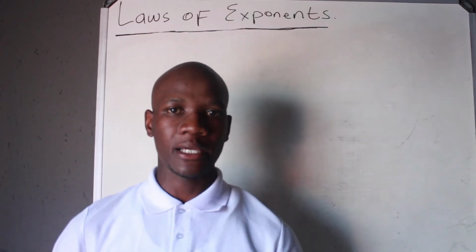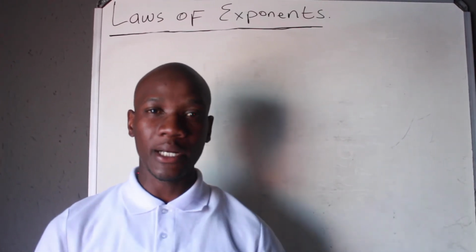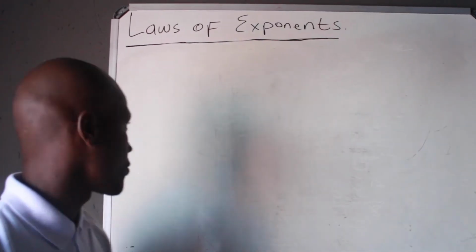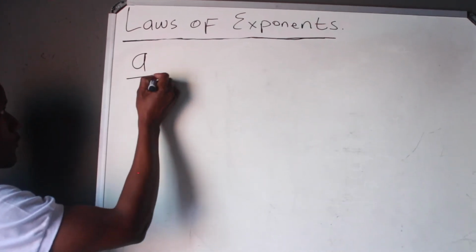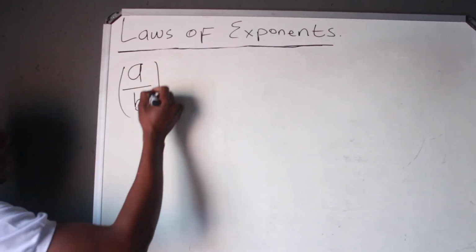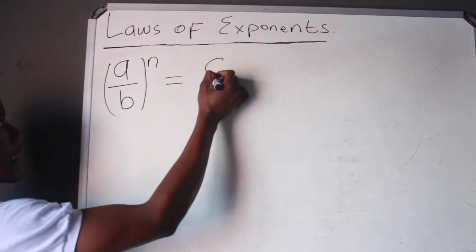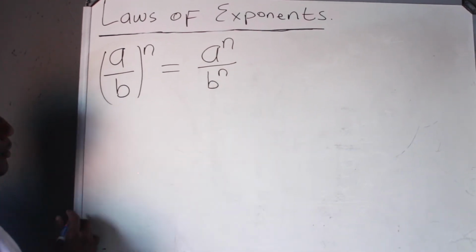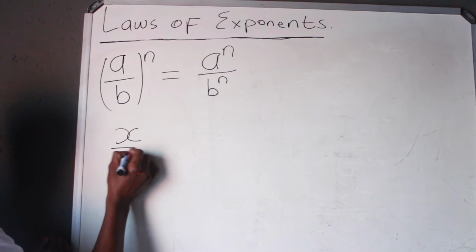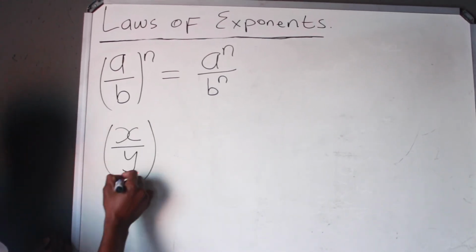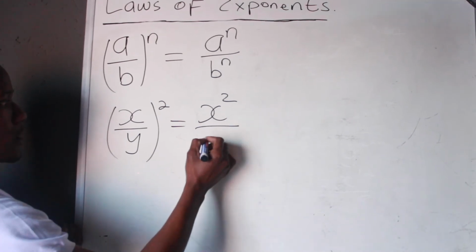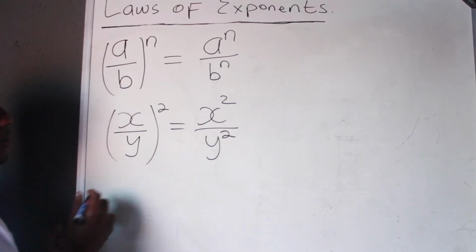When a fraction in brackets is raised to a power, the numerator and denominator will both be raised to that power. So a over b all raised to the power n is going to be a to the power n over b to the power n. So x over y all raised to the power 2 is going to be x to the power 2 over y to the power 2.